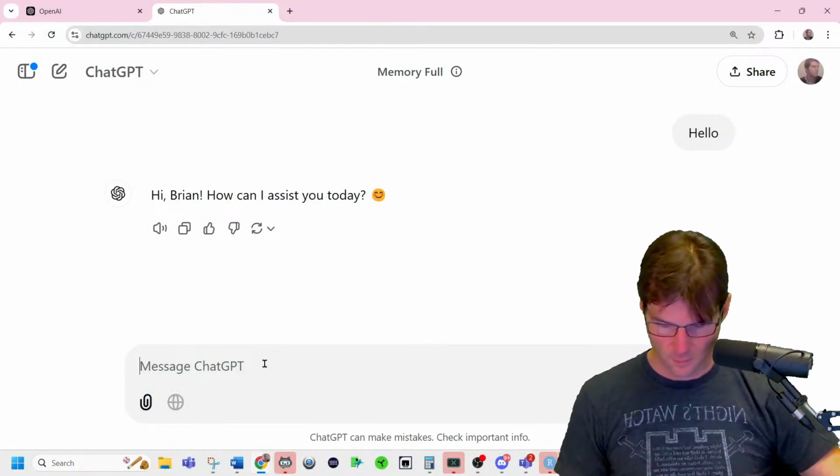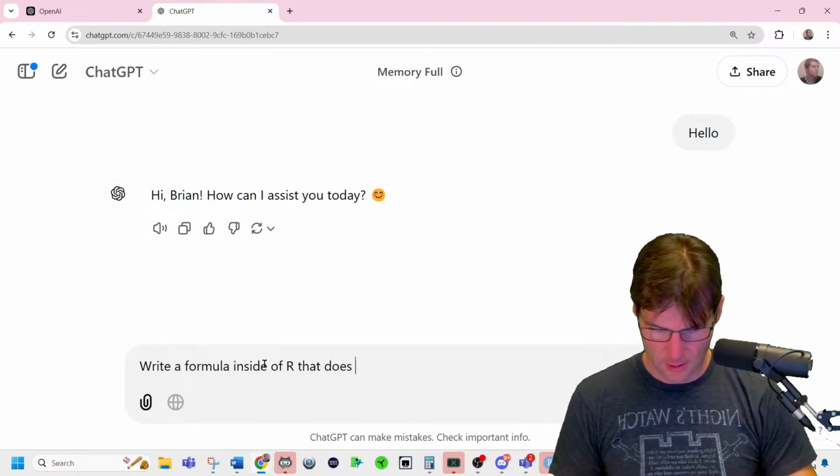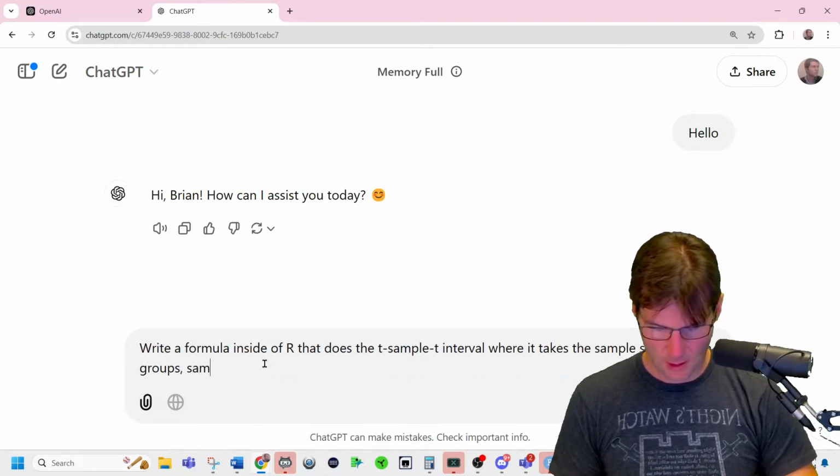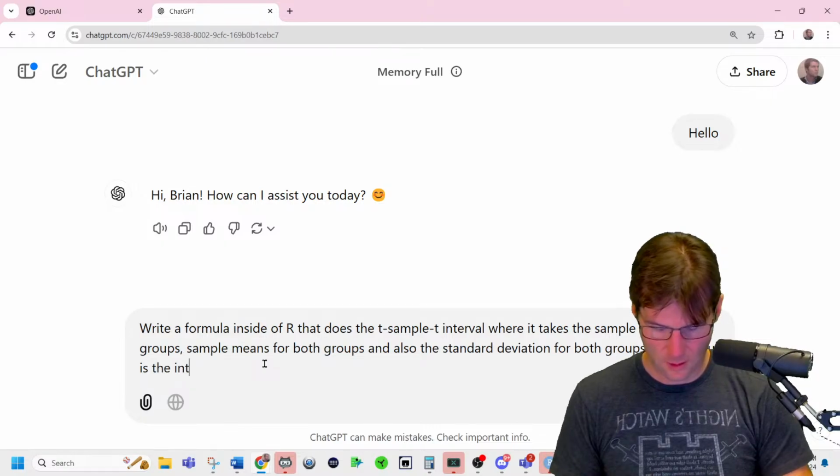All right. Write a formula inside of R that does the 2 sample t interval where it takes the sample size for both groups, sample means for both groups, and also the standard deviation for both groups. The output is the interval itself. It also has an argument to round it to decimals.